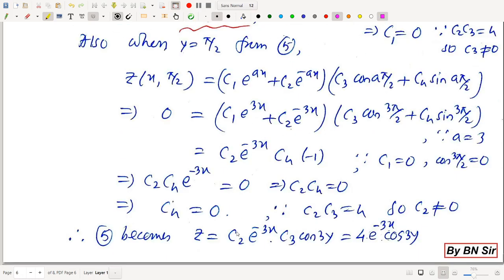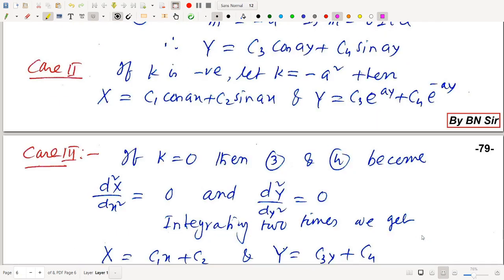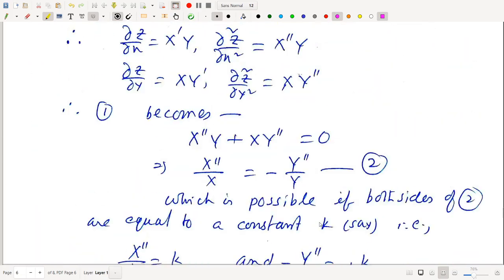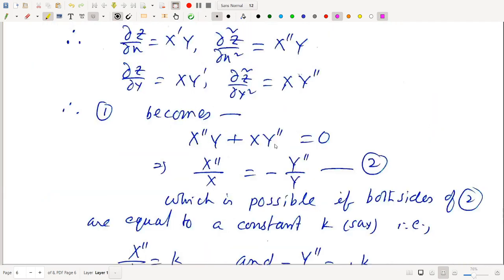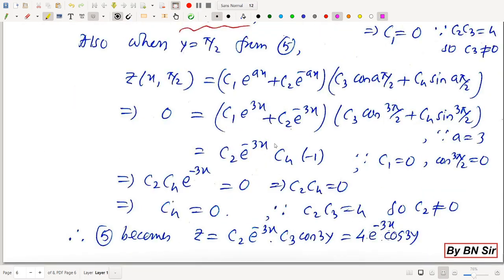Therefore number 5 becomes z equal to c2 e^(-3x) into c3 cos 3y, using these values of c4, c1, and so on. And that is c2 c3, whose value is again 4, so z = 4e^(-3x) cos 3y. And this was the solution as given in the question also. We have to show that this is the solution: z equal to 4e^(-3x) cos 3y. Okay, so number 5 has given us the solution. So thank you for today.